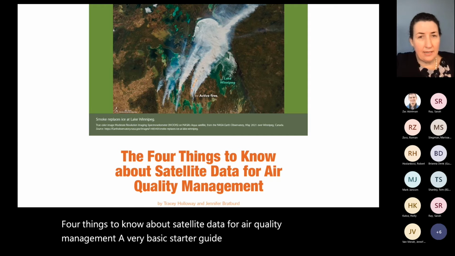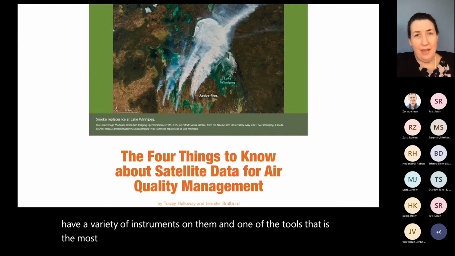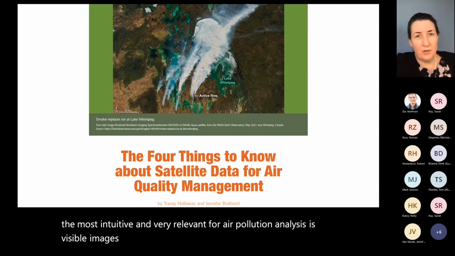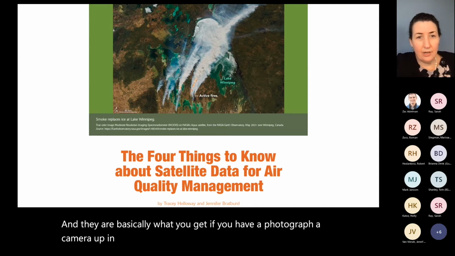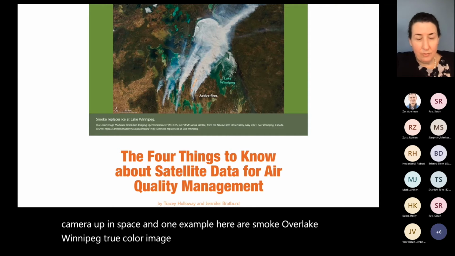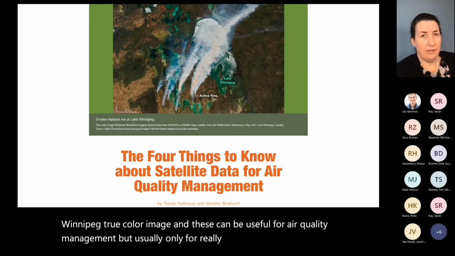One is that satellites have a variety of instruments on them. One of the tools that is the most intuitive and very relevant for air pollution analysis is visible images. These are called, in NASA speak, true color images. They are basically what you get if you have a photograph from a camera up in space. One example here is smoke over Lake Winnipeg, in a true color image. These can be useful for air quality management, but usually only for really high smoke events that you can see with your eye.